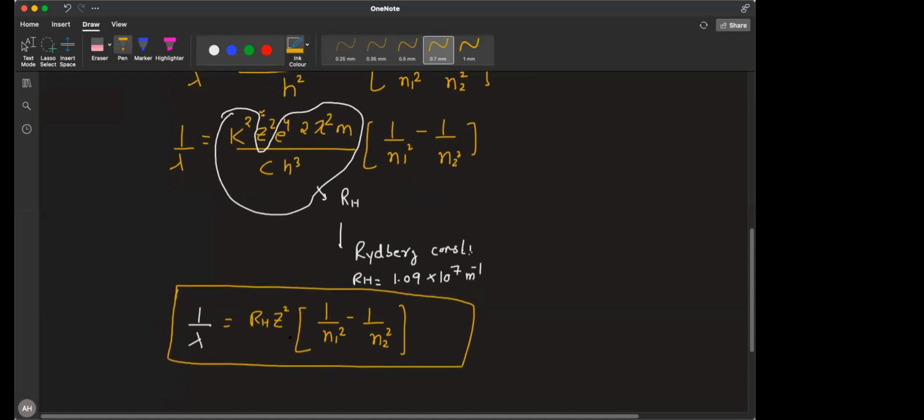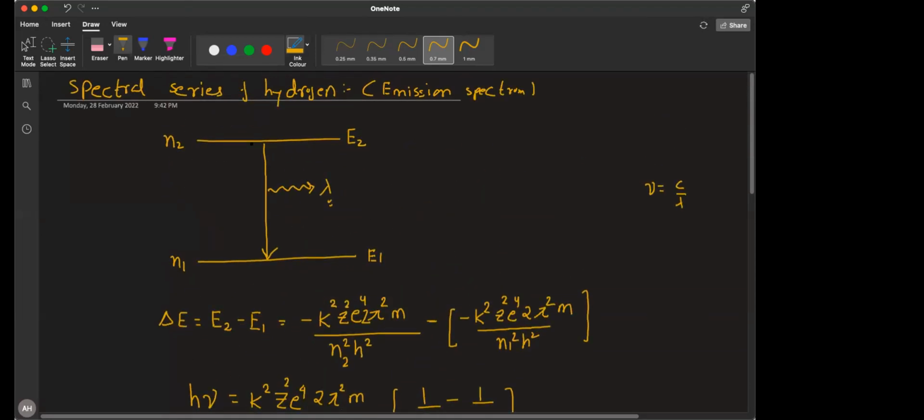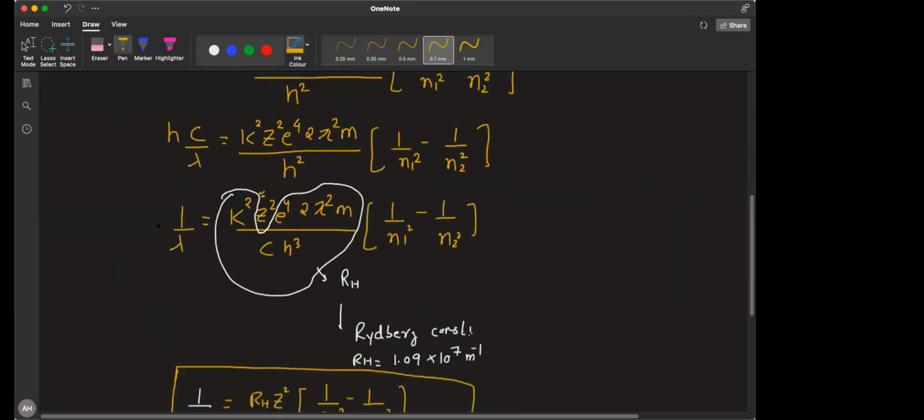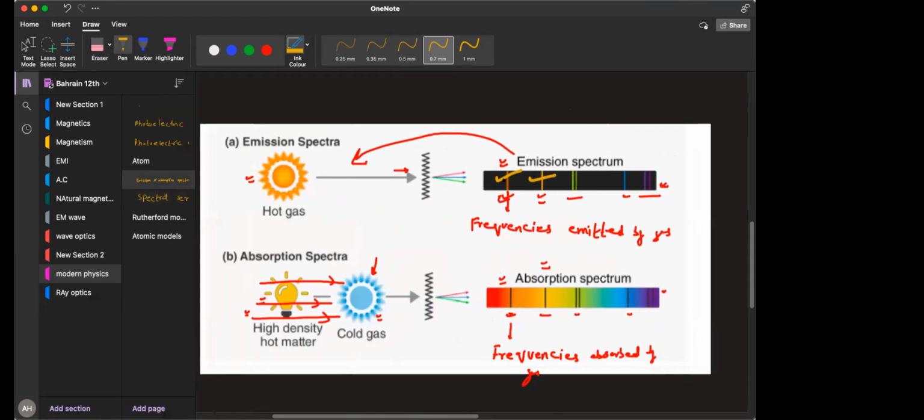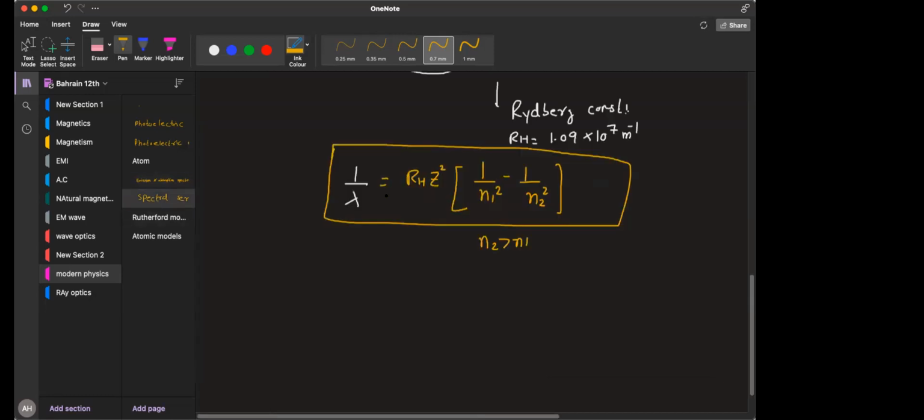From here, you can calculate the wavelength corresponding to a particular transition. See, n2 is greater than n1. n2 is the higher energy state, n1 is the lower energy state. So if you know the high and low energy states, then you can calculate the corresponding wavelength. If you know that this is 3 and this is 1, then you can calculate the wavelength of the light emitted. And this is the same wavelength that I was plotting here. If you need this wavelength, you should know the higher energy level and the lower energy level, and then you can calculate it using this relation.